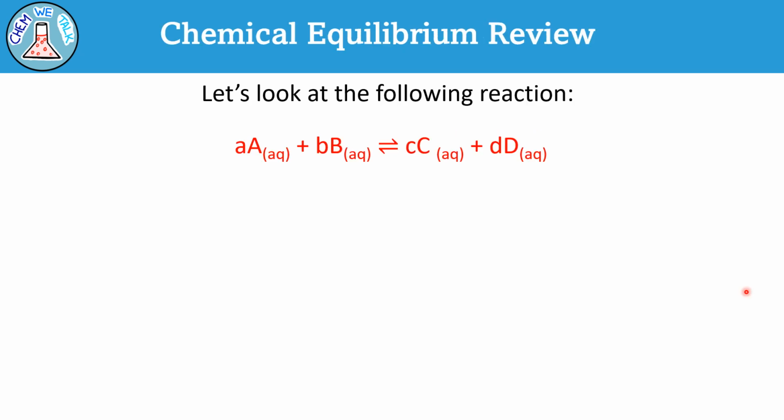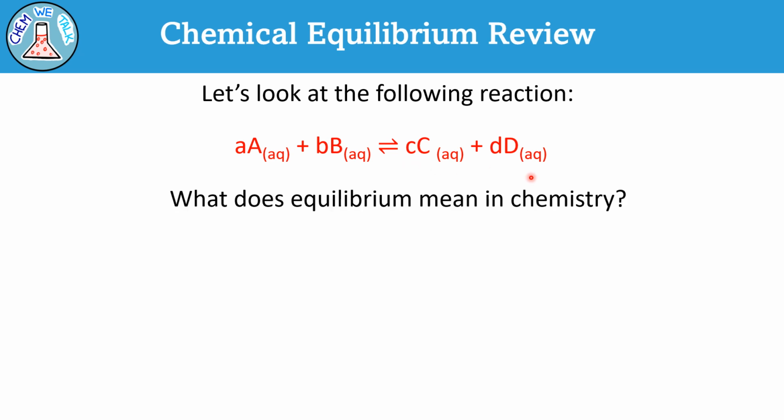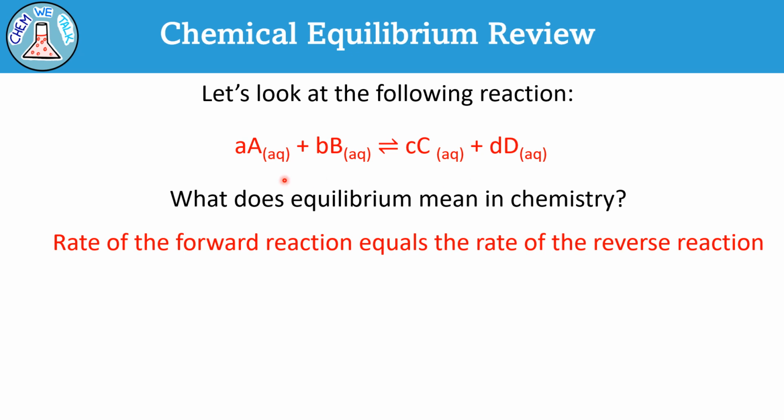Okay, so this here is a similar slide from the previous video that's in the description below, but let's just start by looking at this reaction. We have A, B going to C and D. We have an equilibrium arrow, and we remember those are elementary reactions, right? So from the previous video, you also saw that equilibrium just means that the rate of the forward reaction equals the rate of the reverse reaction.